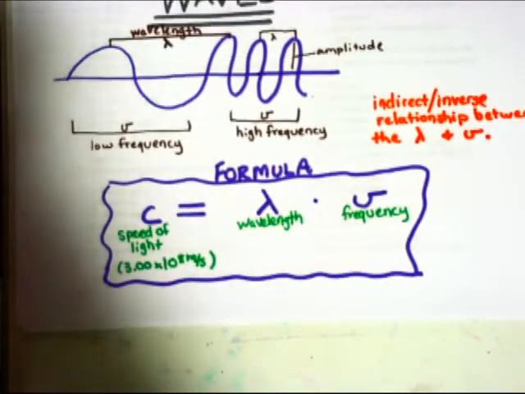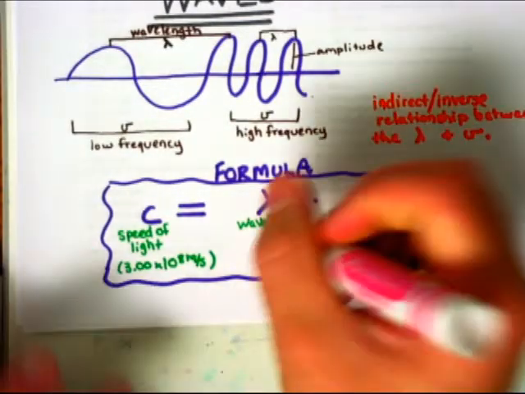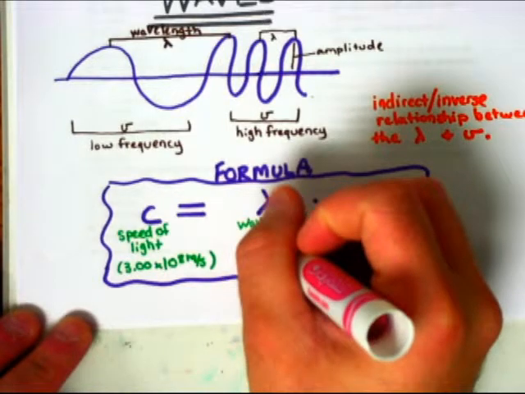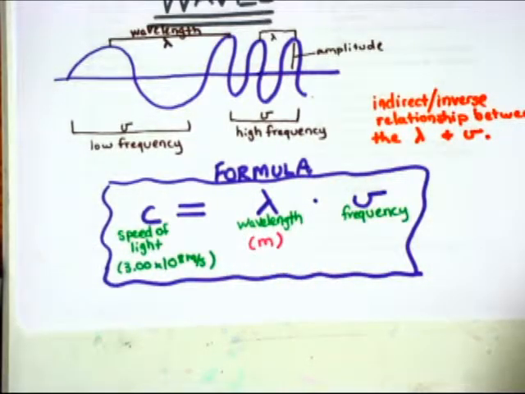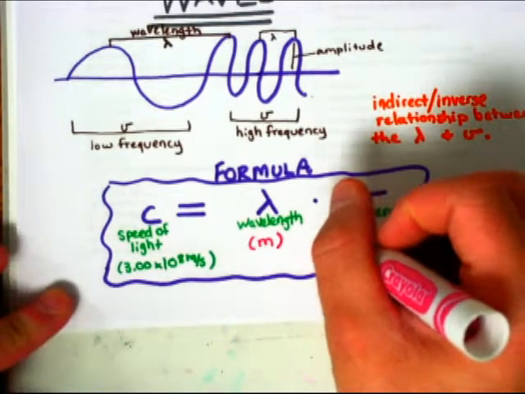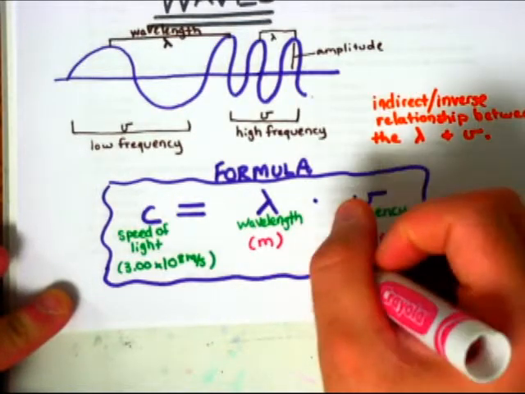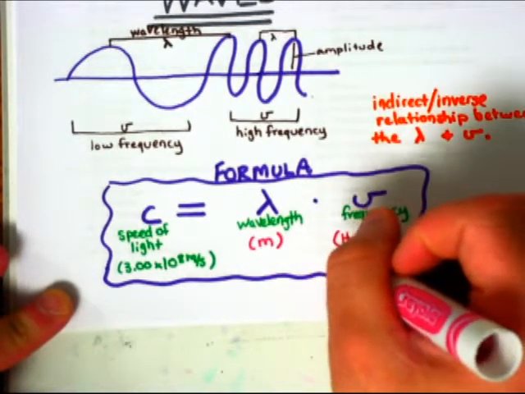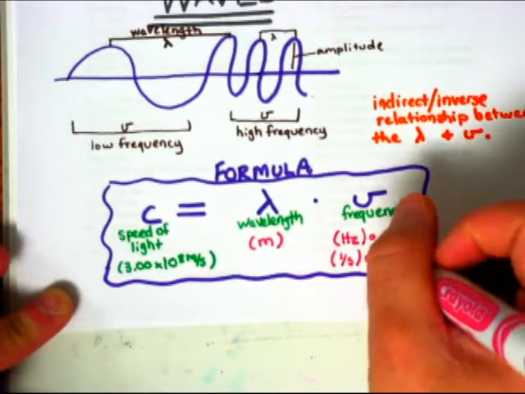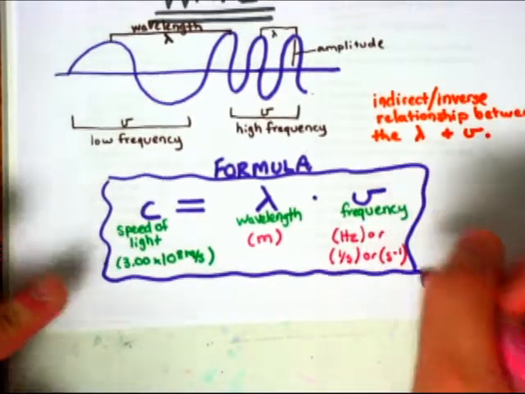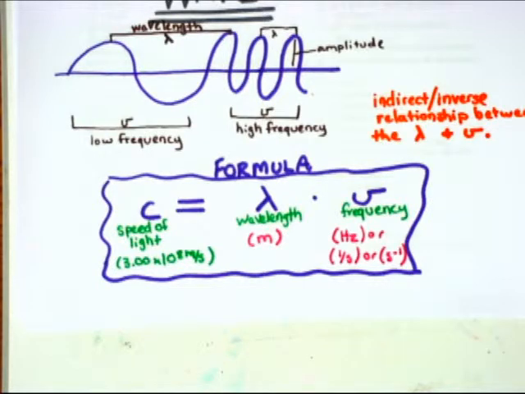The unit of wavelength should be in meters, because you measure distance or length in meters. The frequency should be in either hertz or 1 over second or second to the minus 1. Those are the possible units of frequency.